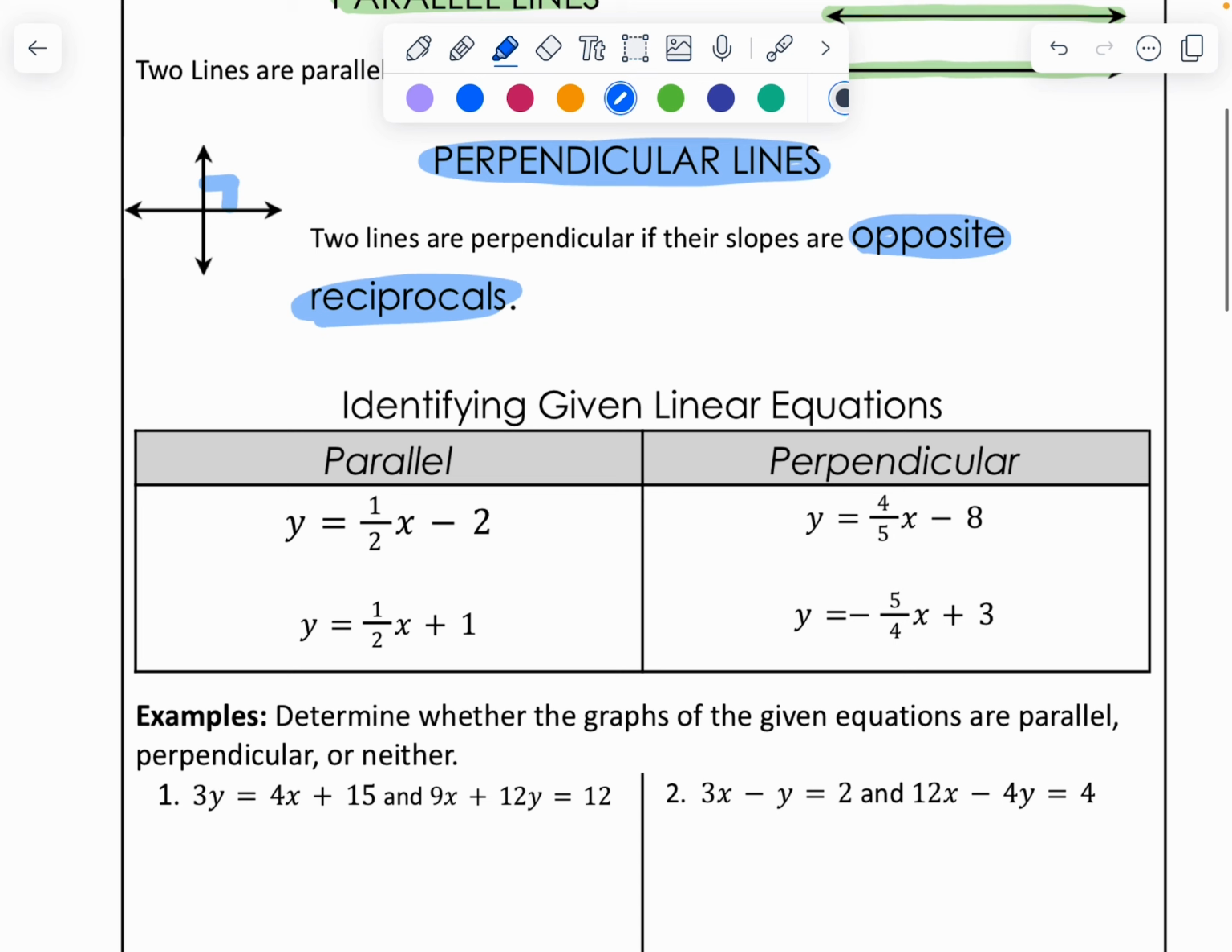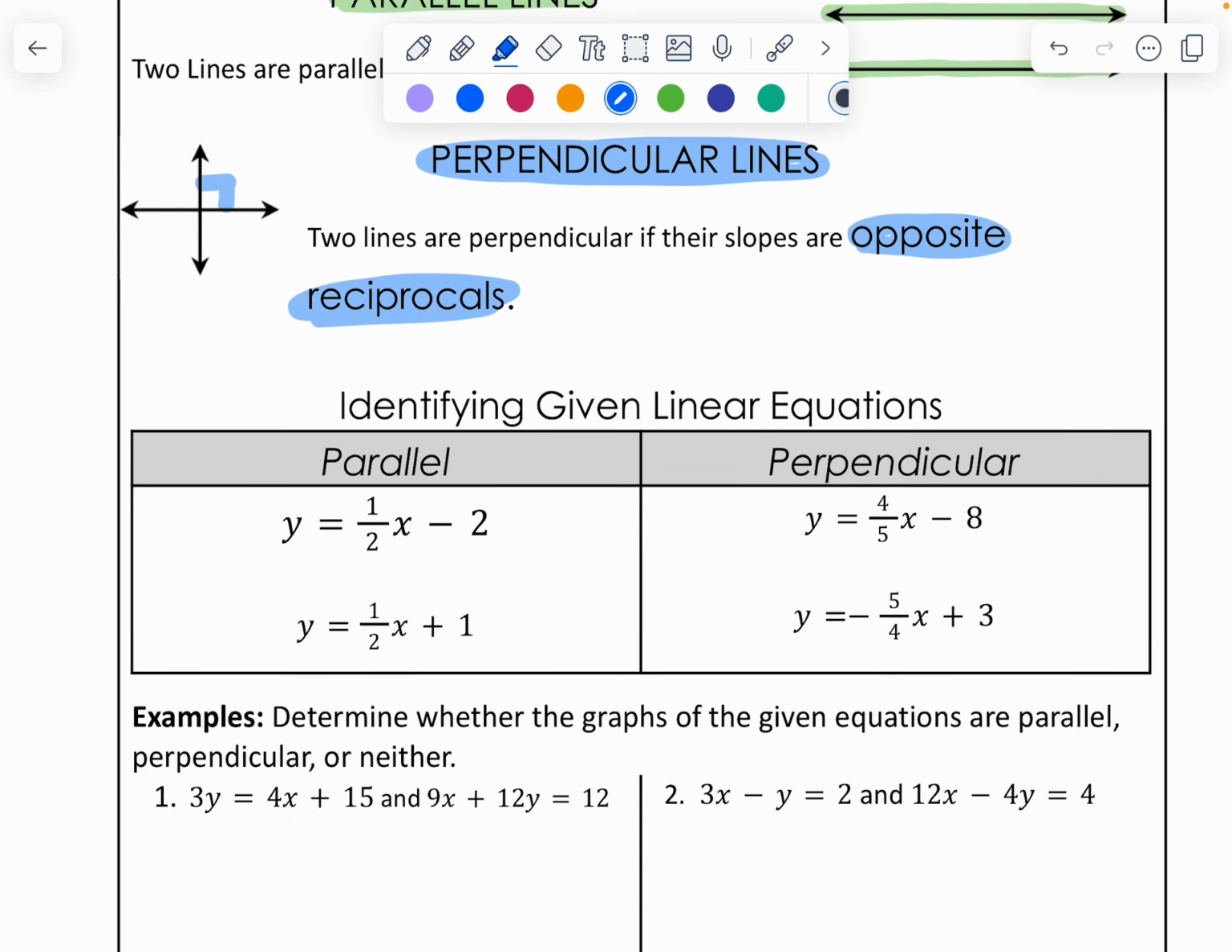So let's look at parallel lines and what their equations look like. We talked about that they have the same slope. Remember, slope is m in slope-intercept form. So 1/2 and 1/2. These are the same in these two equations, and that is what makes those lines parallel. They will be at the same slope or slant, you can think of it that way, and they intersect the y-axis at different points. So these lines will never intersect.